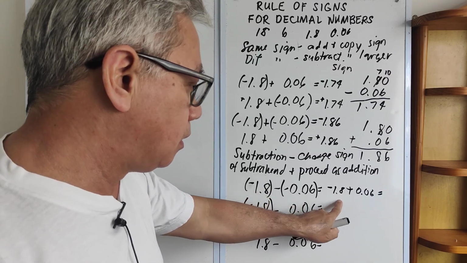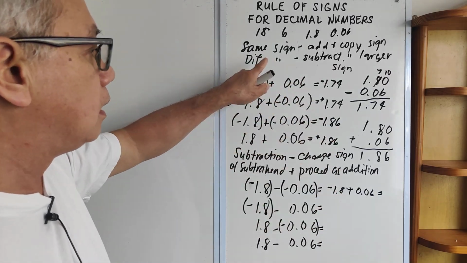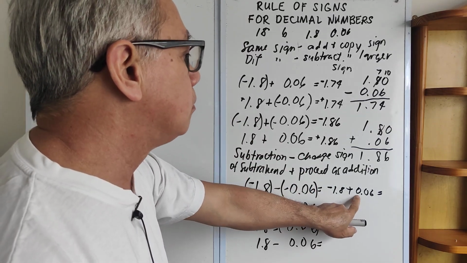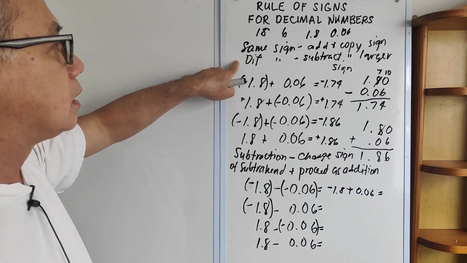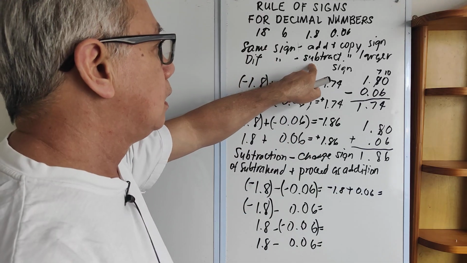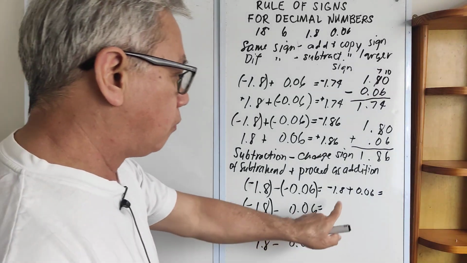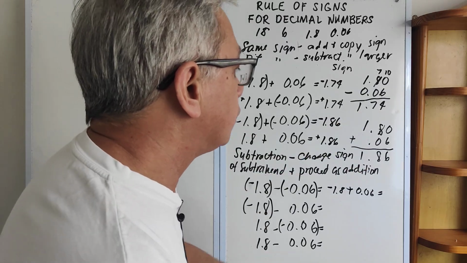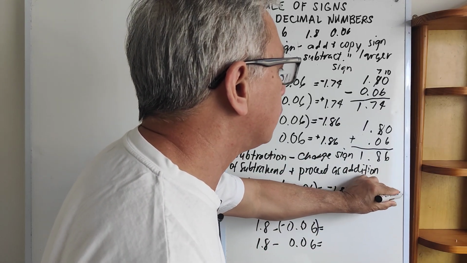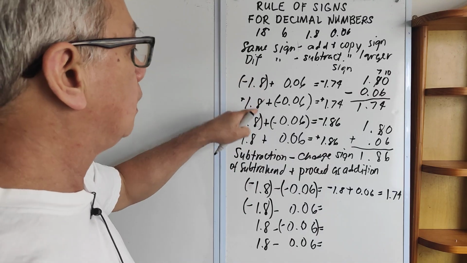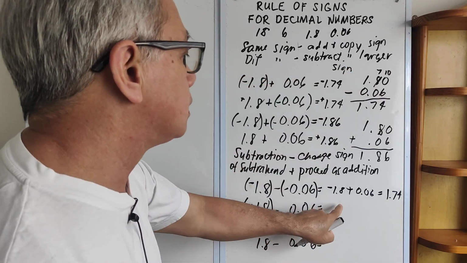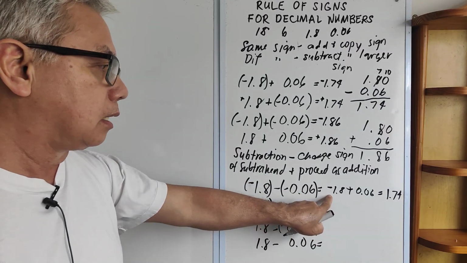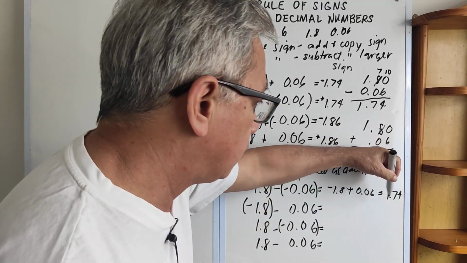So since this is addition, we follow the rule of this one. This is negative, this is positive. So they are different signs. So we subtract and copy the larger sign. So when we subtract this one, we follow this rule. 1.74, and then different signs, subtract and copy the larger sign. We subtracted. We copy the larger sign. This is negative 1.8. This is the larger sign. So we follow this one. It's negative.